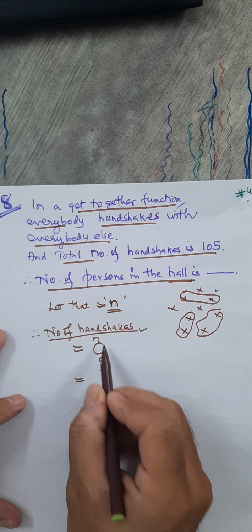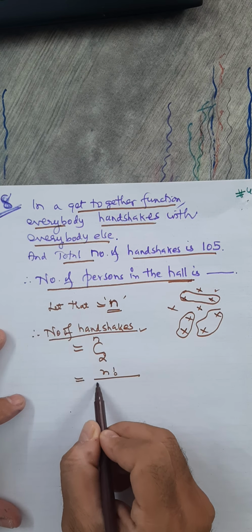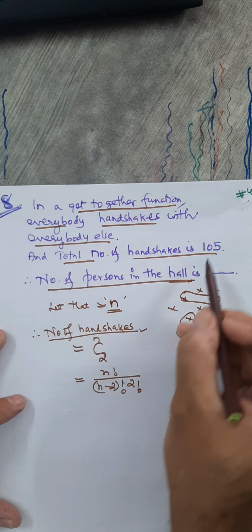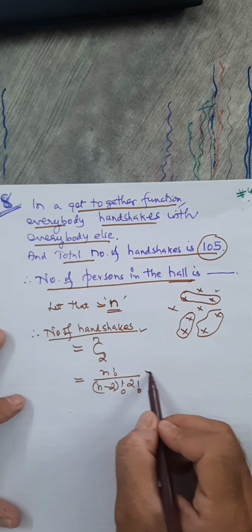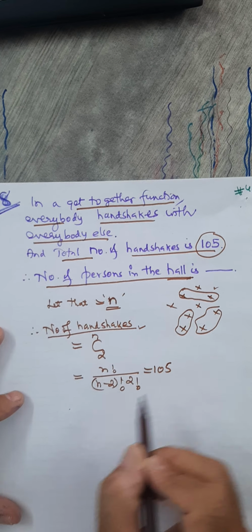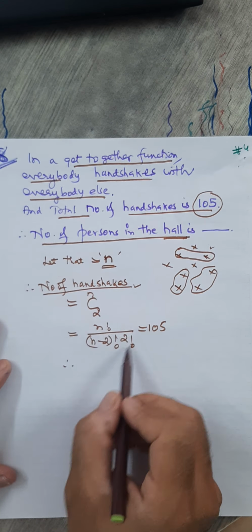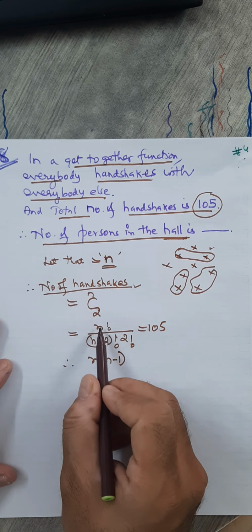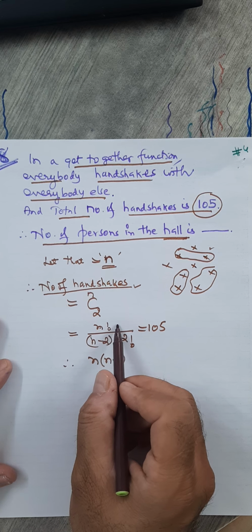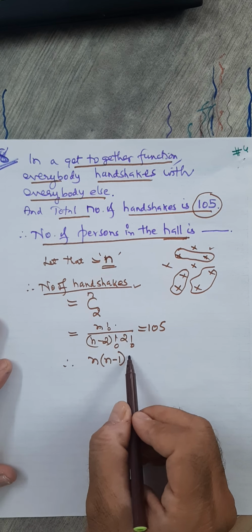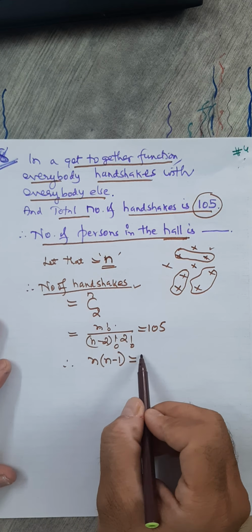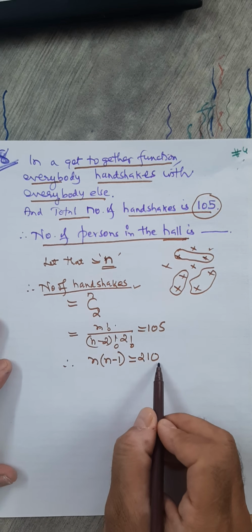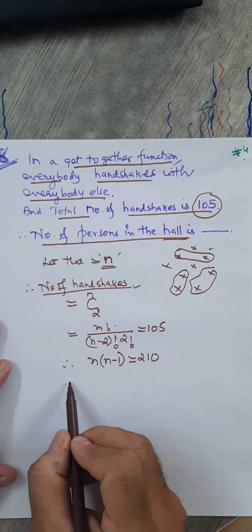Okay. Now what is this? n factorial upon n minus 2 factorial into 2 factorial. Now total number of handshakes is already given, which is 105, right? So if you just simplify this, how do we simplify? Bigger factorial in terms of the smaller factorial. n into n minus 1 into n minus 2 factorial. That will get cancelled with this. 2 factorial is 2. Take it over here. So 210. Form the quadratic equation n square minus n and factorize.